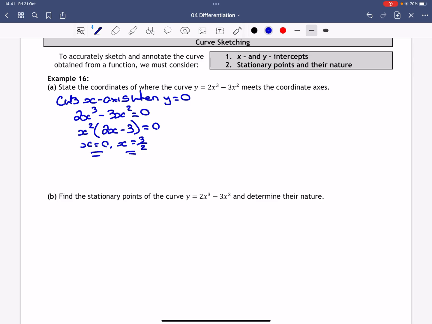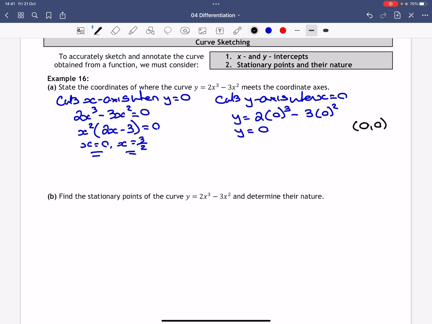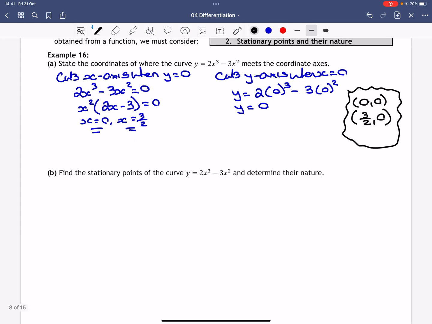Okay. Cuts the y-axis when x is equal to 0. So that's going to be y is equal to 2 times 0 cubed minus 3 times 0 squared, which is going to give us 0. So it cuts the axis at 0, 0 at the origin for x and y, and also at the point 3/2, 0. Okay, so let's just put them here in a box so that they're easy to find later.